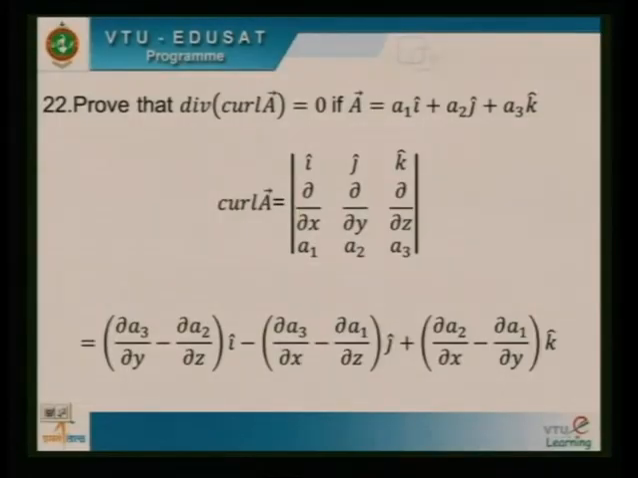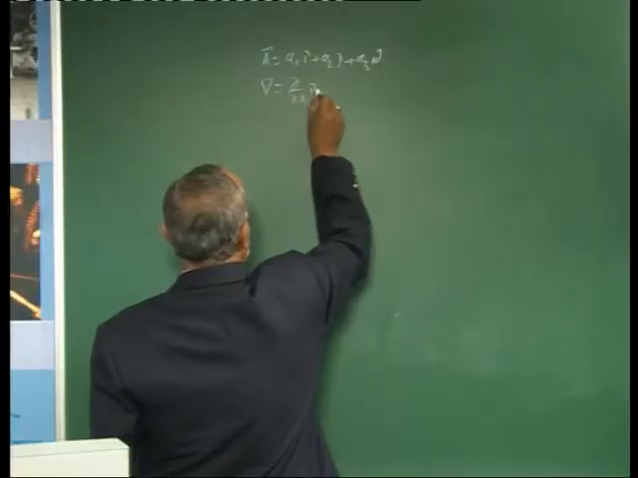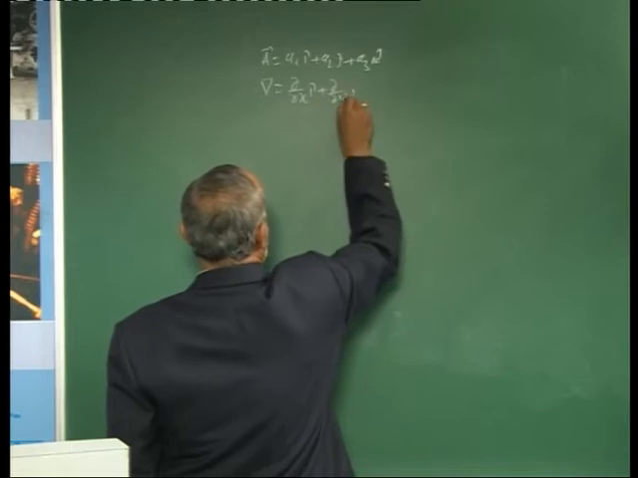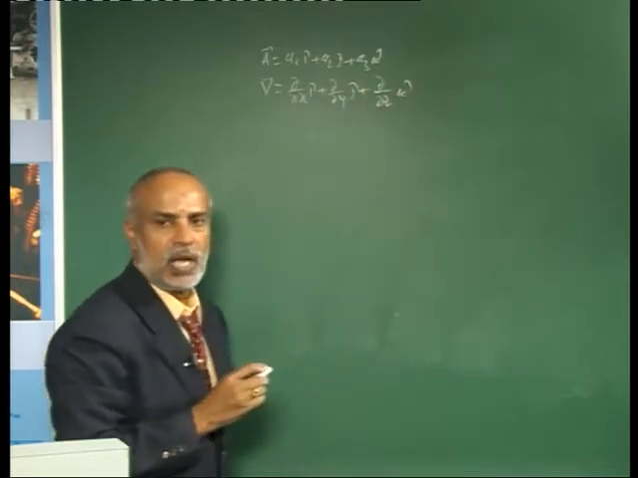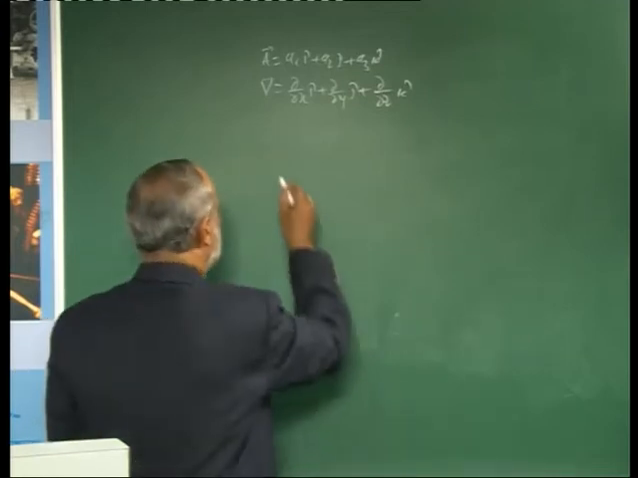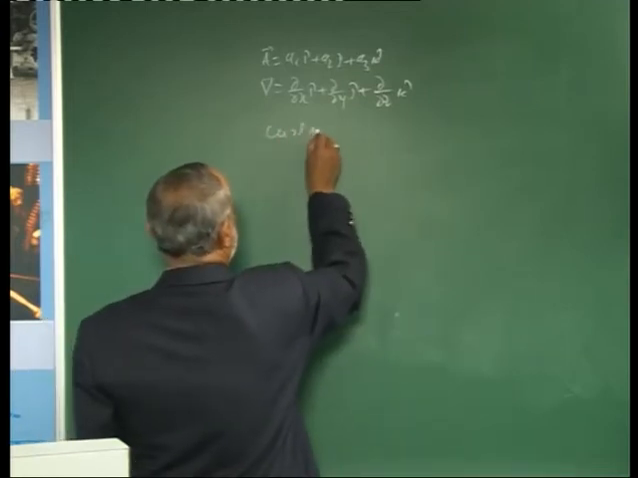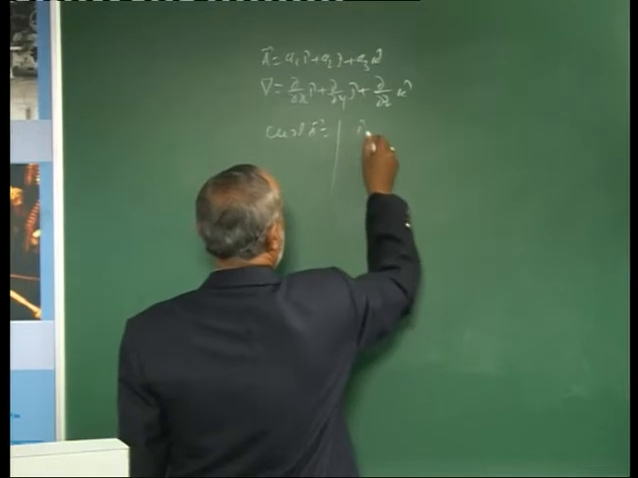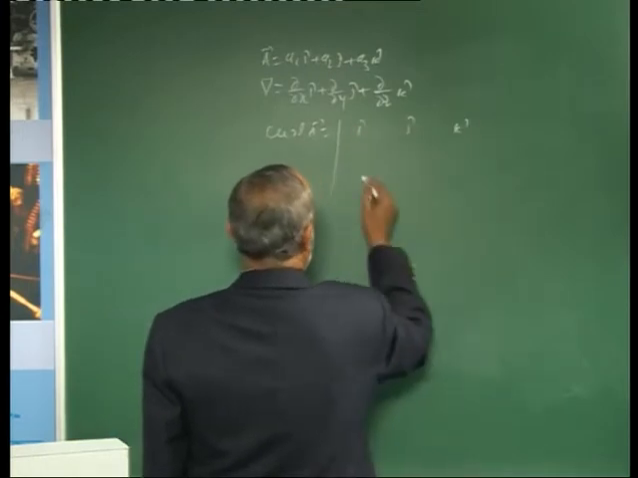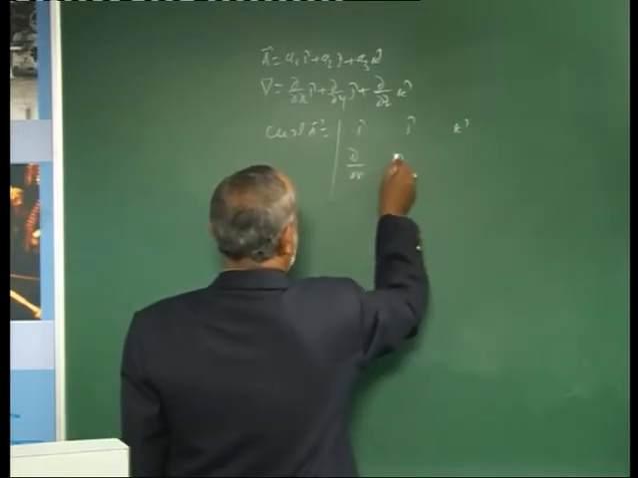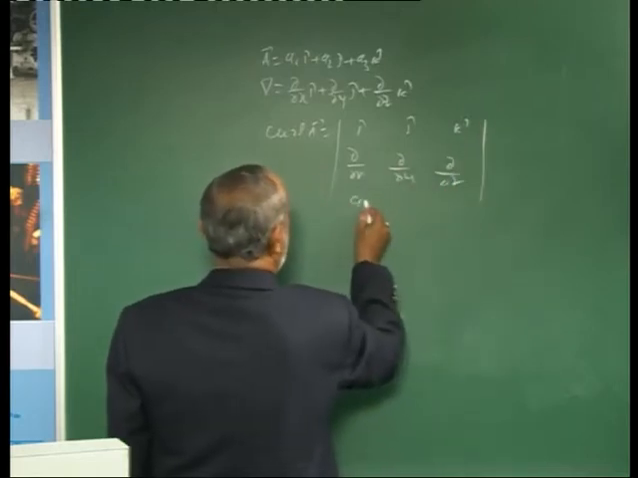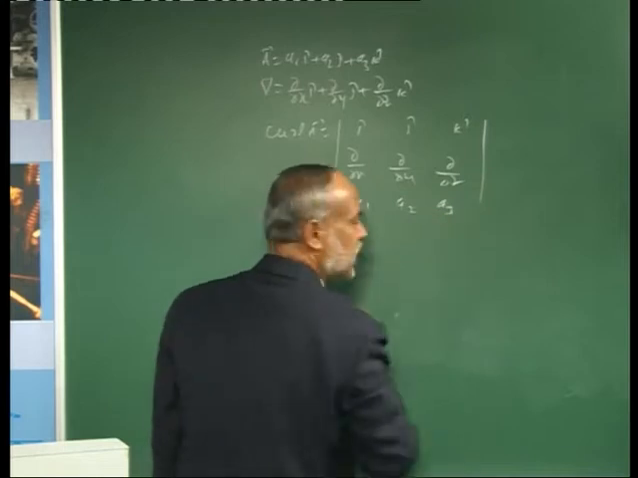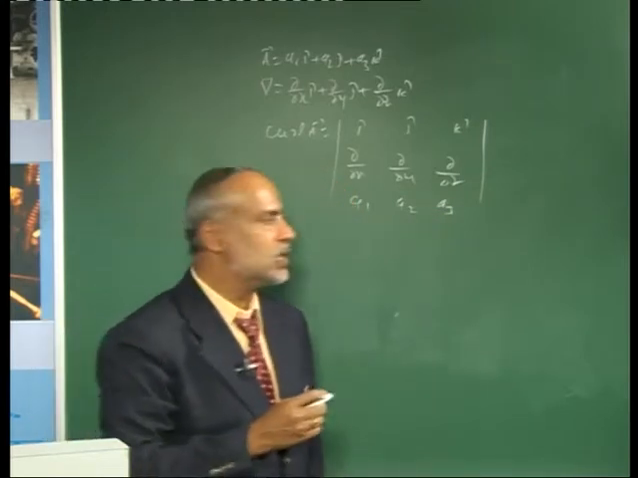Curl A vector means you know del. Del is equal to ∂/∂x of i vector, ∂/∂y of j vector, ∂/∂z k vector. This is the differential operator del. Then curl A vector equals the determinant i vector, j vector, k vector, ∂/∂x, ∂/∂y, ∂/∂z, here A1, A2, A3. This is the determinant form. Now you can expand it.